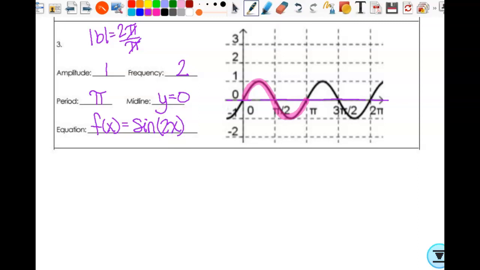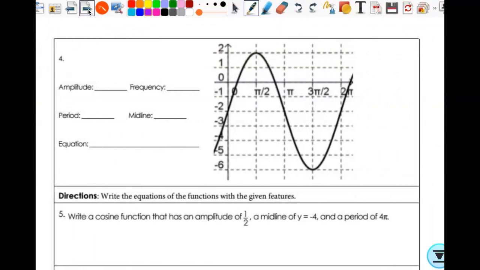We good? All right. Okay, so on this one, again, I'm going from -6 to 2. So that's 8 units. So I can go up 1, 2, 3, 4 to get my midline. So y equals -2, which means what's my amplitude? 4. Kind of get the 2 at the same time, right?